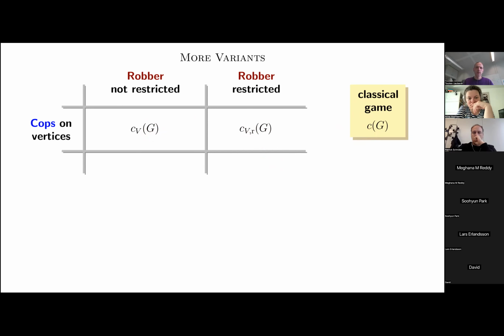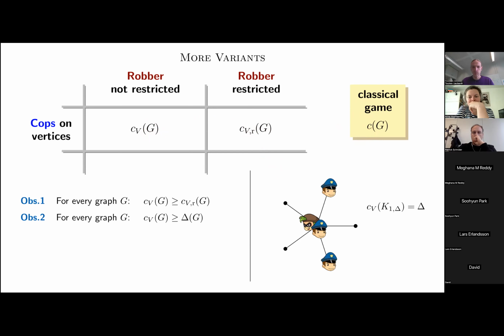So the first observation is the following. Observation 1: in the restricted variant, the cop number is at most the unrestricted surrounding cop number. Well, of course, I mean, we just put extra restriction on the robber. It just helps the cops. So it cannot get harder for the cops if the robber is more restricted. Okay, so any strategy that works against an unrestricted robber also works against a restricted robber.